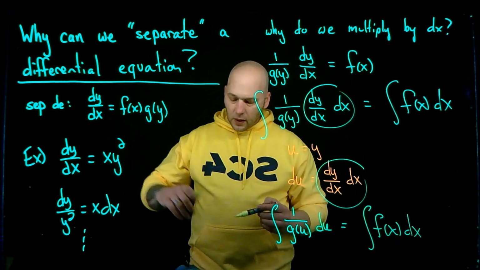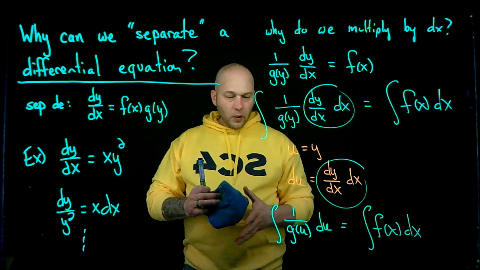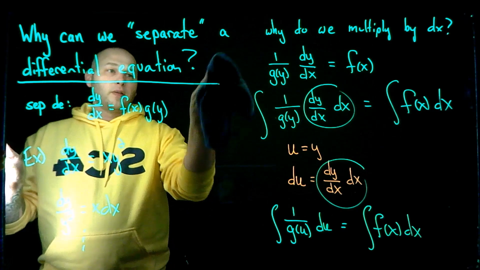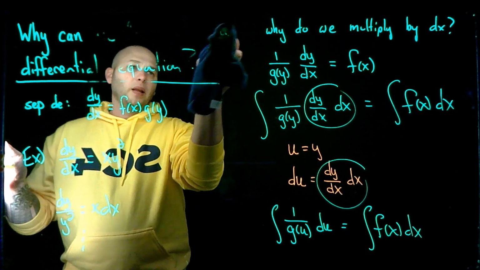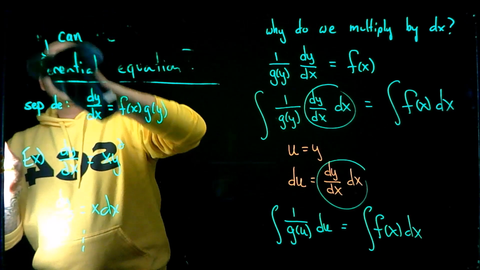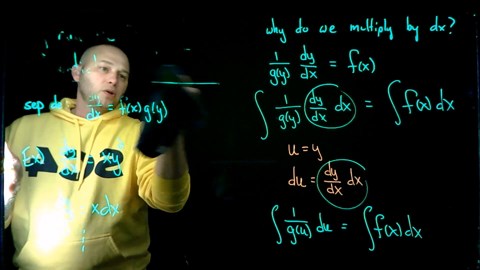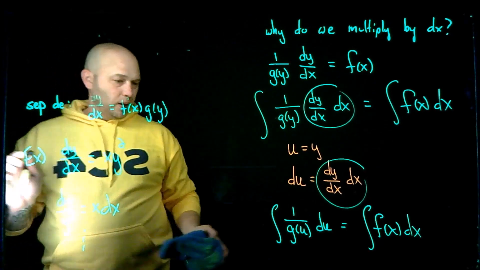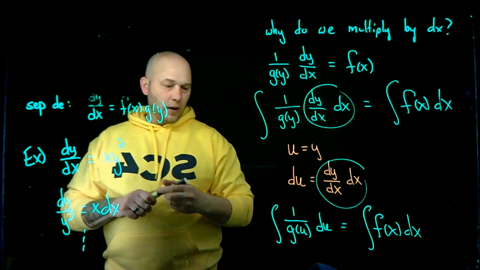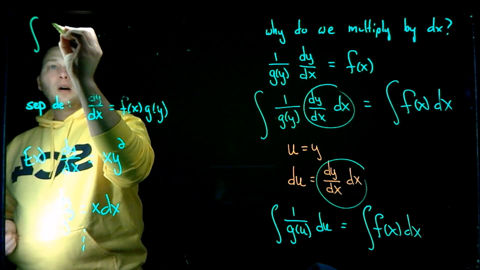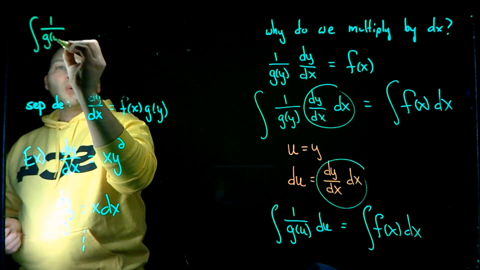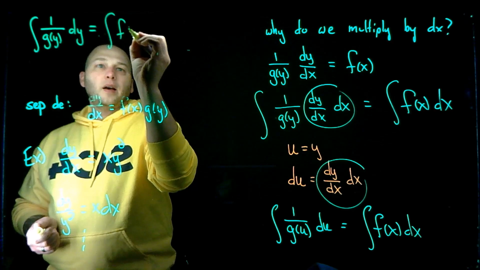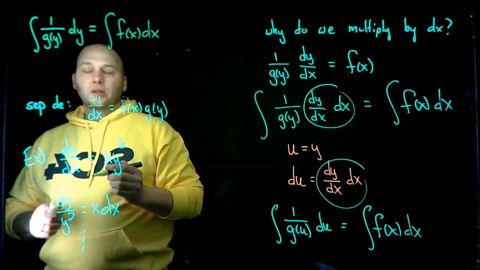Now I'm going to clean up the side over here, but I'm going to talk while I do it. Remember that the variable in an integral is a dummy variable. What that means is I can replace it with any variable I like. In particular, let's replace u with y and see what we get. If I replace u with y here, I get the integral of 1 over g of y dy is equal to the integral of f of x dx.